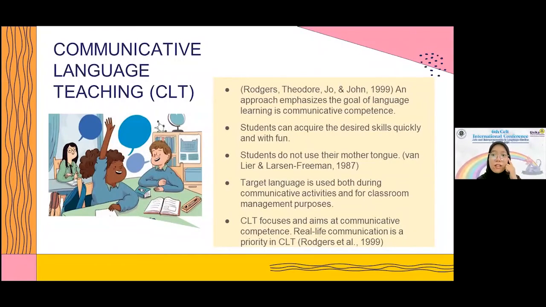And then students do not use their mother tongue. So we have to minimize the use of the mother tongue as well. We can use our foreign language in the classroom. And then the target language is used both during communicative activities and for classroom management purposes. And then CLT focuses and aims at communicative competence. So there will be discussion, exchange, presentation, and it will make the class more energetic.